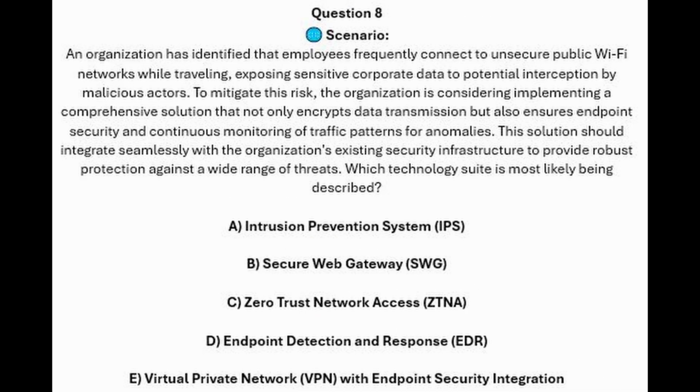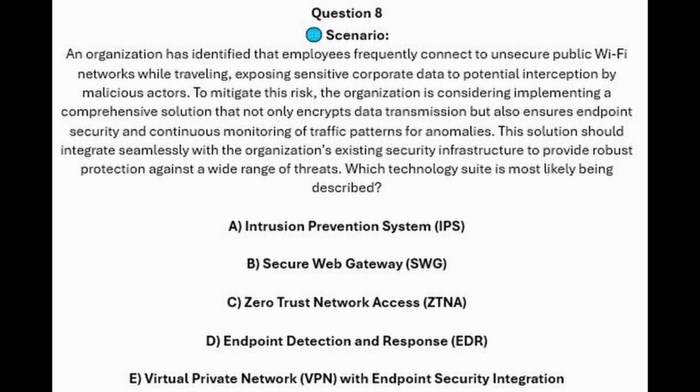And the question states, an organization has identified that employees frequently connect to unsecure public Wi-Fi networks whilst traveling, exposing sensitive corporate data to potential interception by malicious actors. To mitigate this risk, the organization is considering implementing a comprehensive solution that not only encrypts data transmission, but also ensures endpoint security and continuous monitoring of traffic patterns for anomalies. This solution should integrate seamlessly with the organization's existing security infrastructure to provide robust protection against a wide range of threats. Which technology suite is most likely being described?